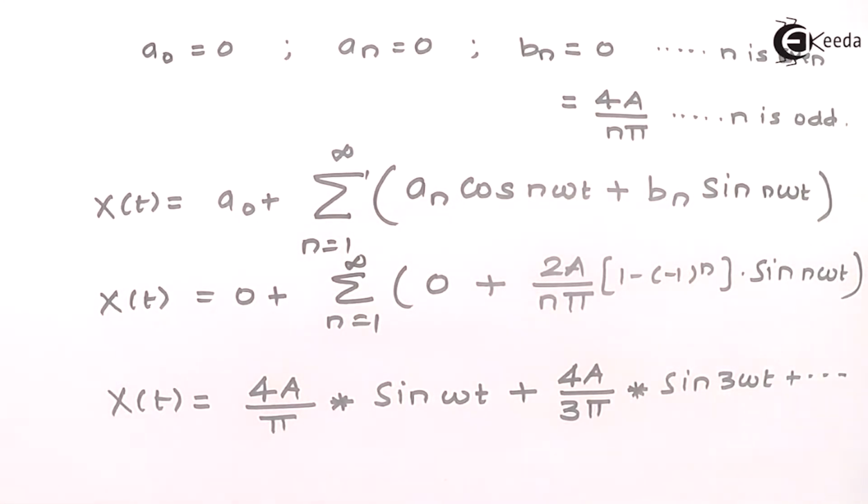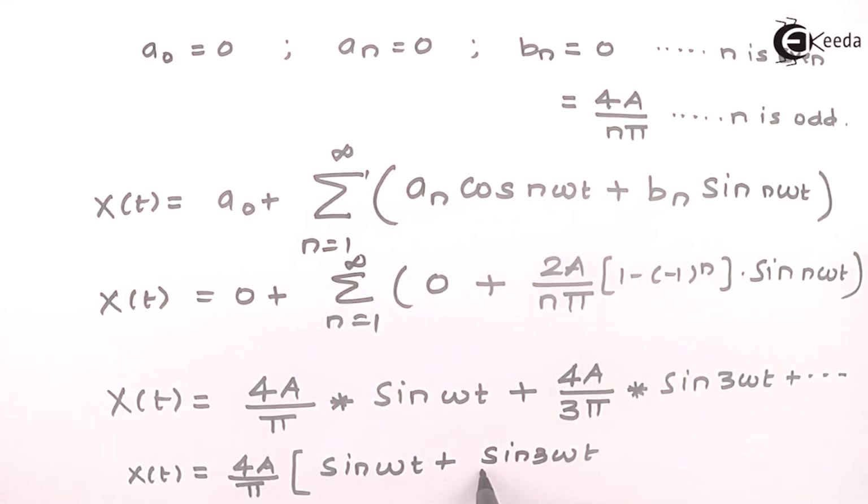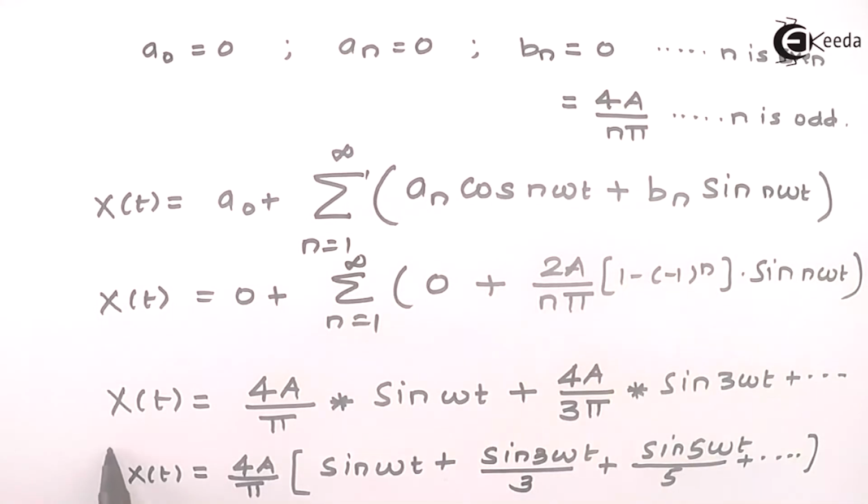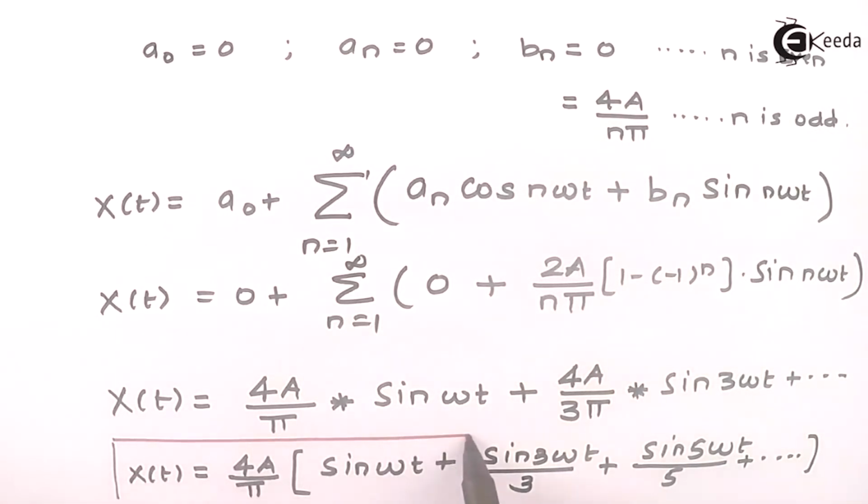So finally I can write this as x of t is equal to 4a divided by pi in bracket sine omega t plus sine 3 omega t divided by 3 plus sine 5 omega t divided by 5 and so on. So this will be the final answer we will be getting.